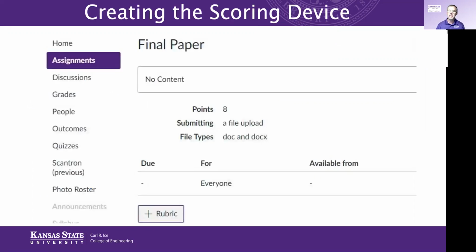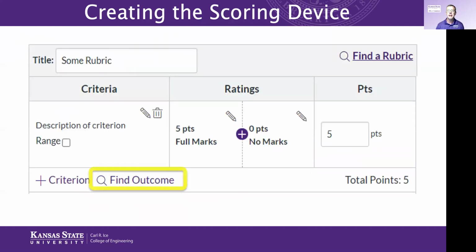If you are scoring an assignment using a rubric, click on the plus rubric button. As you create your scoring device, you can add the performance indicator to your rubric by selecting Find Outcome, which will take you to the list of performance indicators that you have already brought into your course. That process is described in video 3.